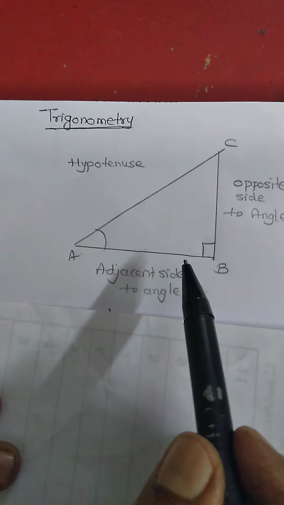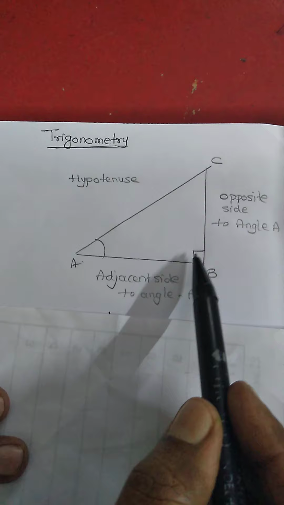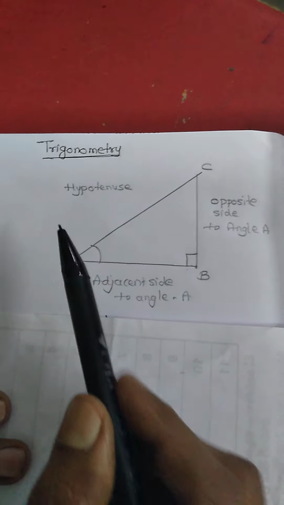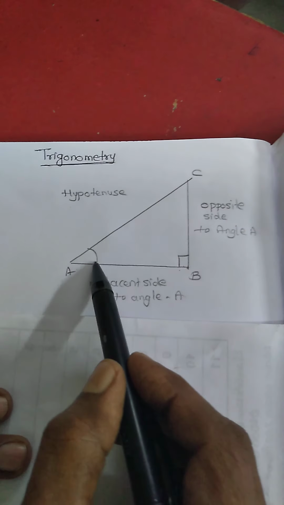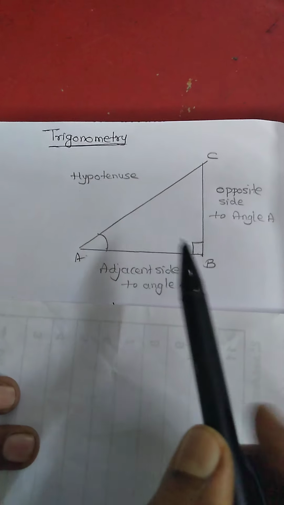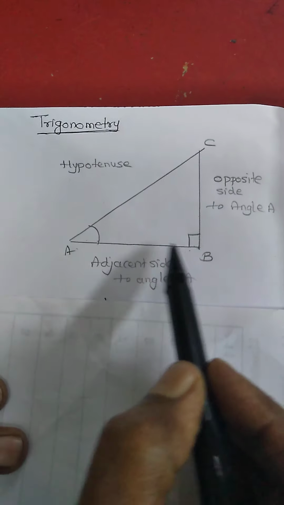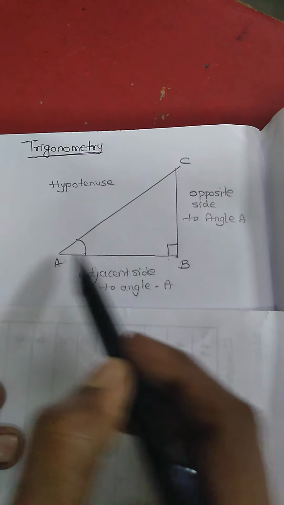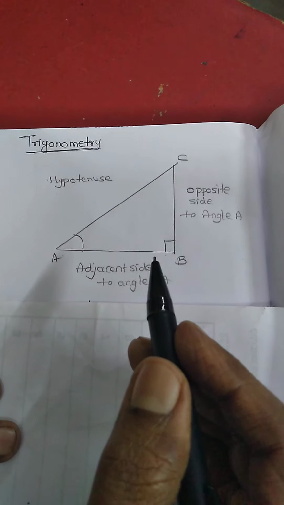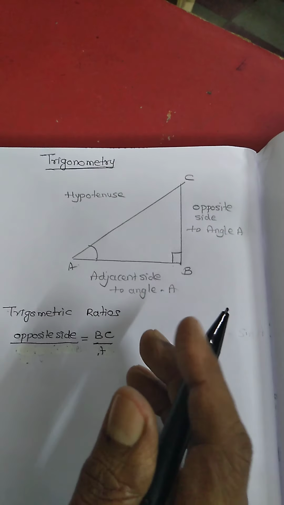See, ABC is a right angle triangle, right angle at B. The side opposite angle B is known as the hypotenuse. And with respect to angle A, the opposite side is BC. That's called the opposite side to angle A. AB is the adjacent side to angle A. Since there are three sides, we'll be having 6 ratios. We'll try to learn now the trigonometric ratios.